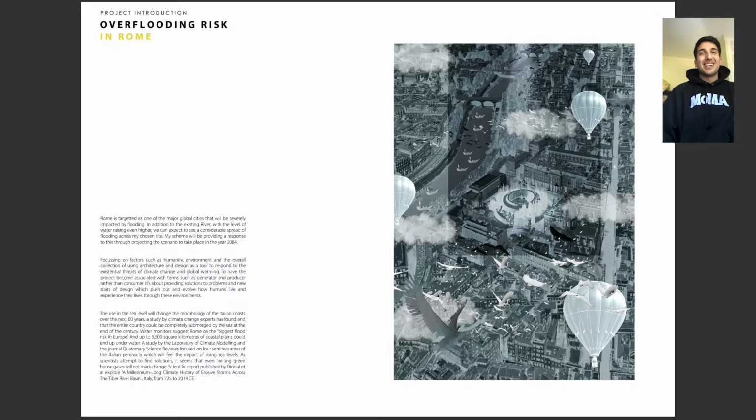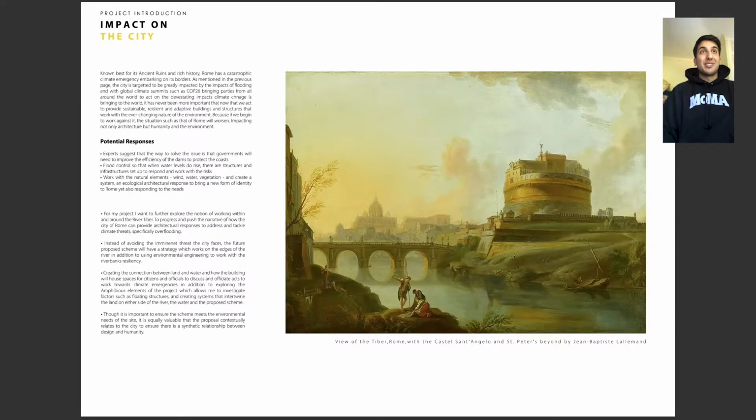A big factor that influenced my decision, I'd say, was the data on the risks flooding poses to the city, as I go on to state that Rome is targeted as one of the major global cities that will be severely impacted by flooding, with the level of water rising even higher, and how my scheme aims to provide a response to this through projecting the scenario to take place in the year 2084. It's a bit of a weird year to put out there, but it's in the future, but not too far away.